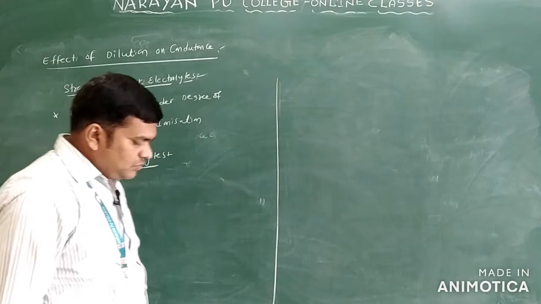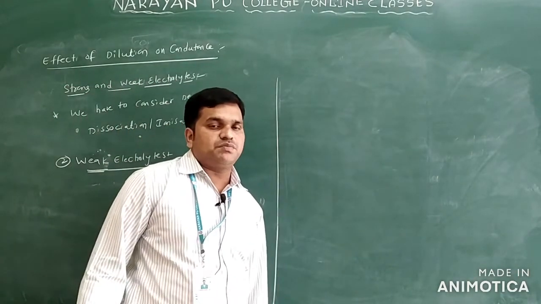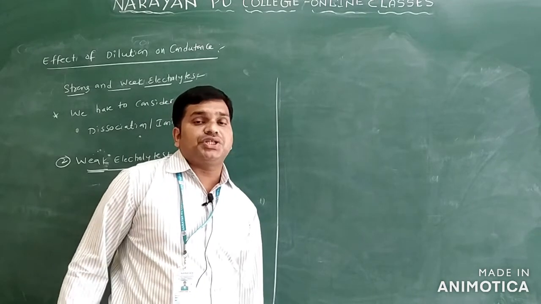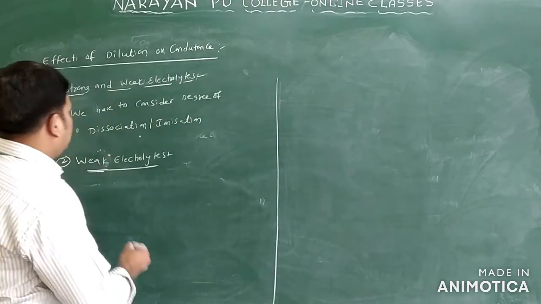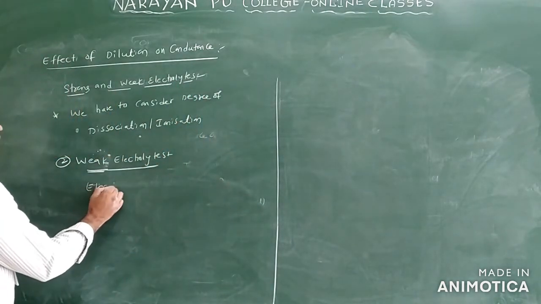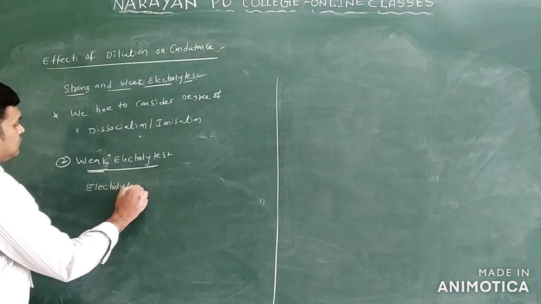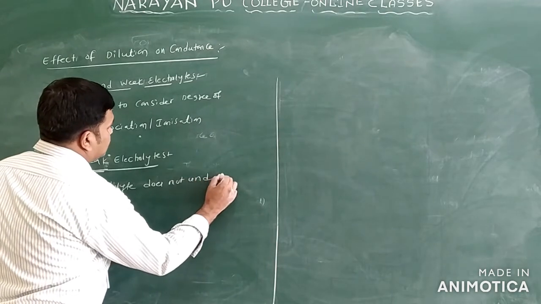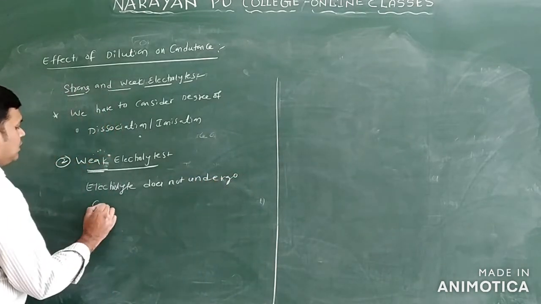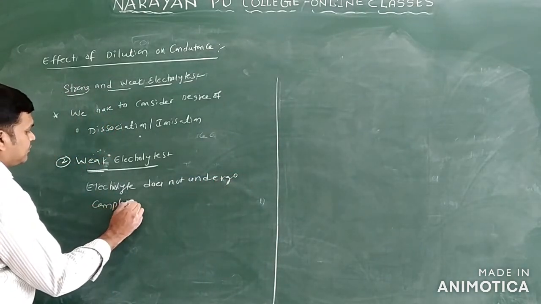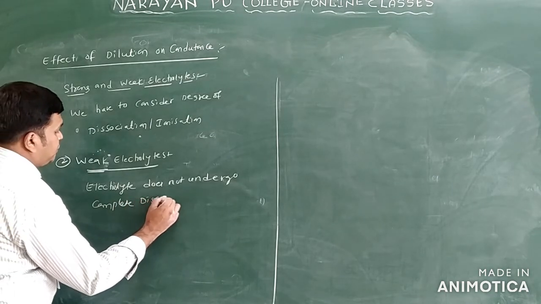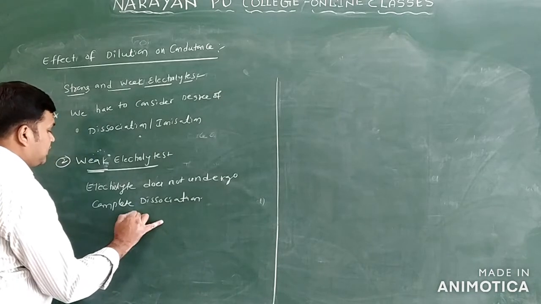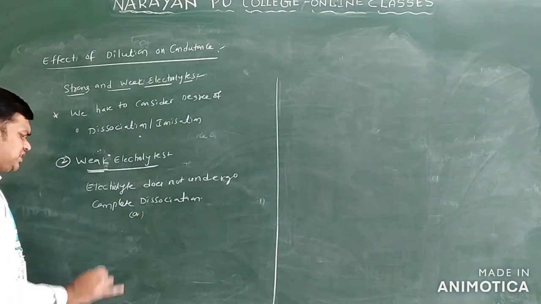Now weak electrolytes. So what are weak electrolytes? The electrolytes which do not undergo complete dissociation or ionization. So we'll write the definition. Electrolytes that do not undergo complete dissociation. Or you can write here, electrolytes undergo partial dissociation also.